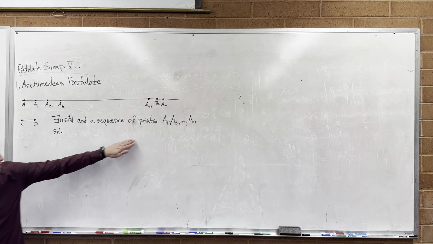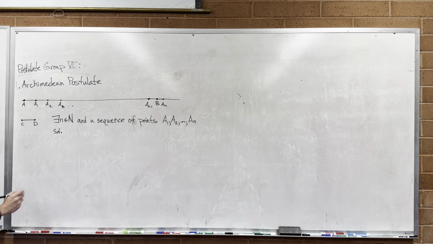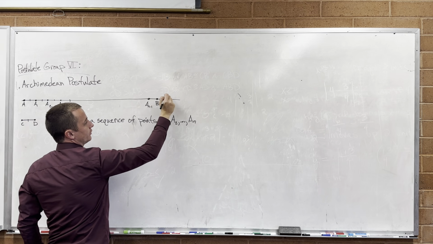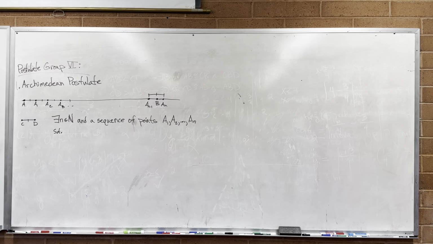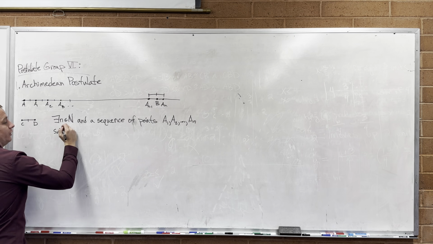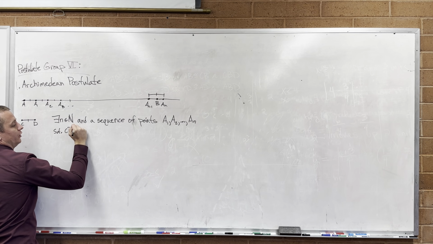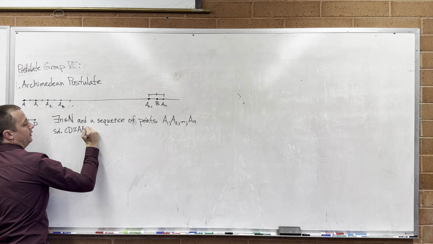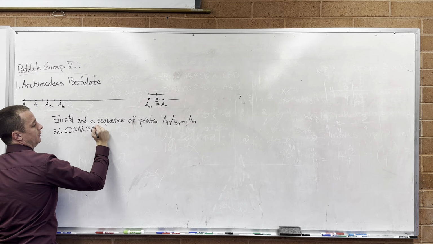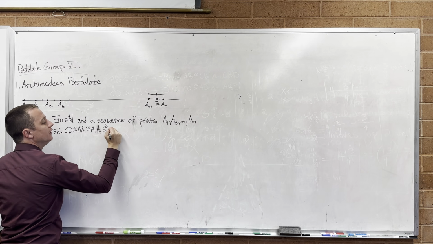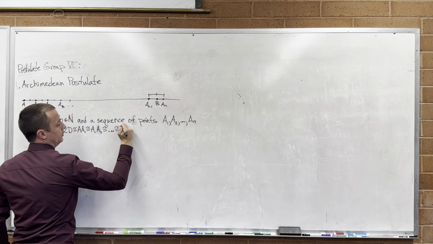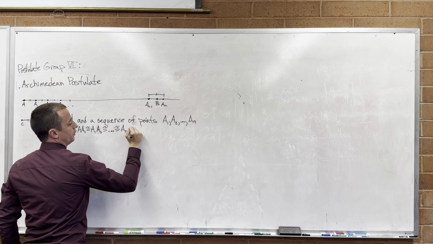So there exists some sequence of points I can find on this line, such that each of these segments is congruent to CD. So that is congruent to that, is congruent to that, is congruent to that, dot, dot, dot, is congruent to this last segment. So such that CD is congruent to A to A1, is congruent to A1 to A2, is ultimately congruent to A sub n minus 1 to A sub n.